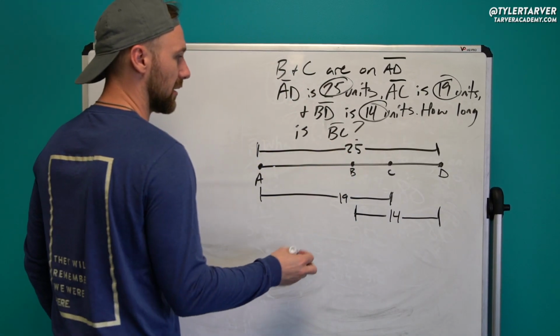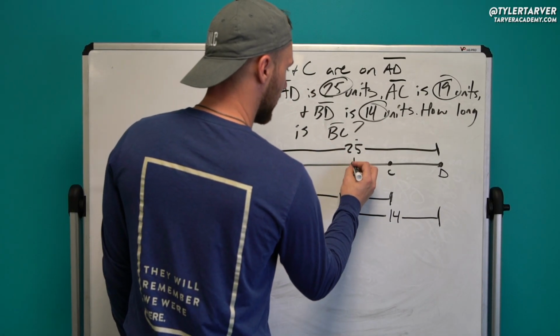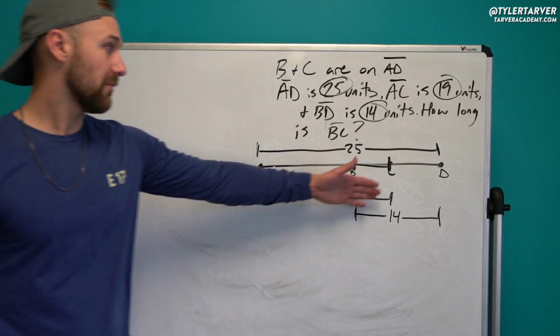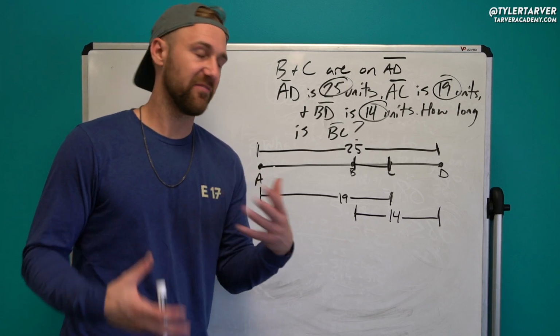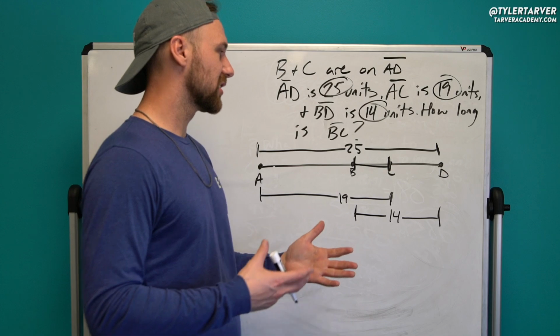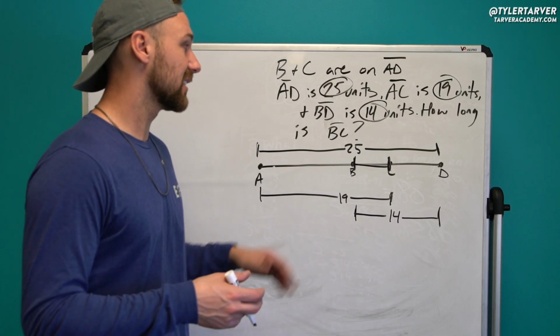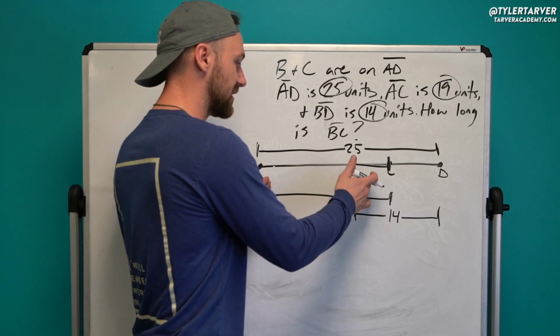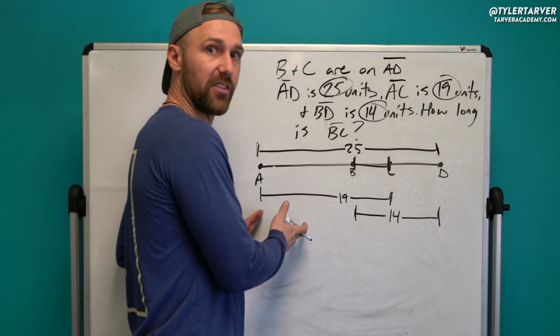And then how long is BC? So I want to know what here to here is, okay? So first off, I'm thinking, did they give me enough information? Can I figure this out? It's kind of like overlapping, but how much? Well, actually, the nice thing is, we can use the measurements they gave us for these segments to find the other measurement.